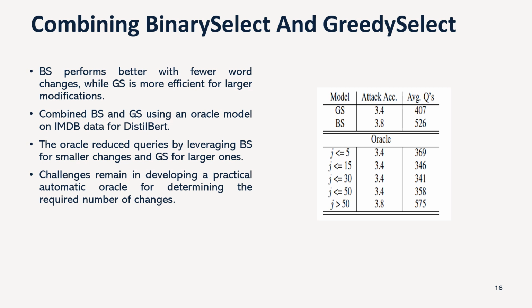We combined binary select and greedy select using an oracle model on the IMDb dataset for DistilBERT, and we see the result in the table highlighted next to the writing. The oracle reduced queries by leveraging binary select for smaller changes and greedy select for the larger ones. The challenge that remains is developing a practical automatic oracle for determining the required number of changes.